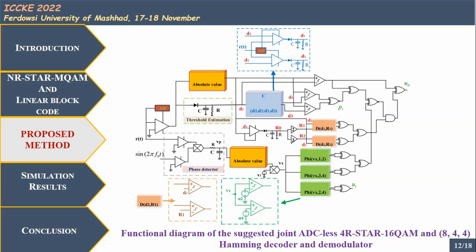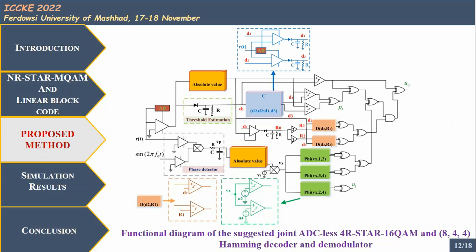In the proposed 4-ring star 16 QAM scheme, 3 amplitude thresholds D1, D2, and D3 need to be obtained. At first, D2 is calculated adaptively and directly from the threshold estimation circuits. After calculating D2, the 2 other amplitude thresholds, D1 and D3, are obtained by comparing RAT with D2. This process is done by a comparator circuit C.